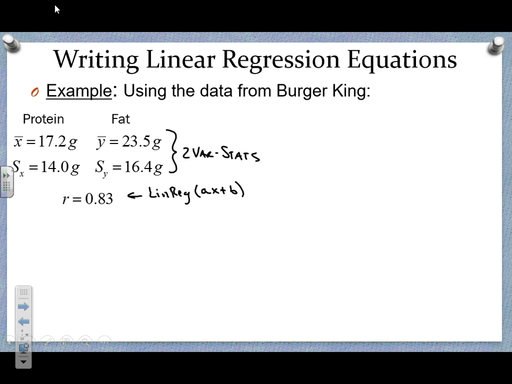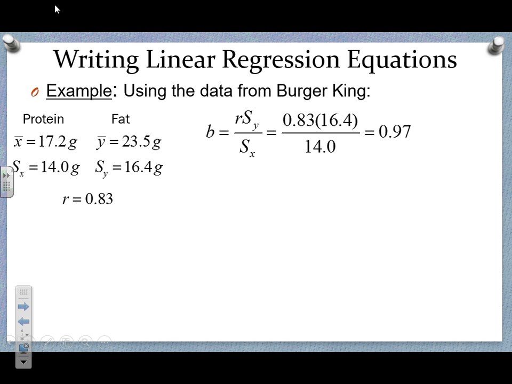All right? So now, once I have those 5 pieces, my next step is going to be calculate my slope and then calculate my y-intercept. So if I want to calculate slope, I use that formula, correlation times standard deviation of y divided by standard deviation of x.